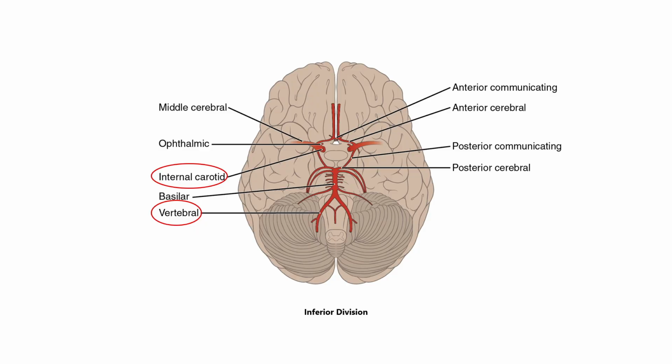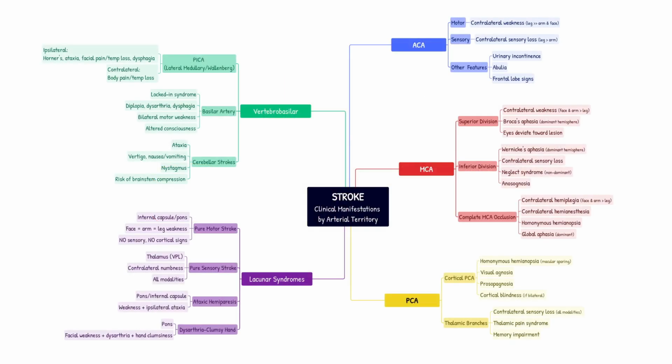The anterior circulation includes the anterior cerebral artery and middle cerebral artery, which branch from the internal carotid artery. The posterior circulation includes the posterior cerebral artery, which branches from the basilar artery formed by the two vertebral arteries. Understanding this arrangement helps us predict which symptoms will occur when a specific artery is blocked. Now let's go through each arterial territory and its clinical presentation.